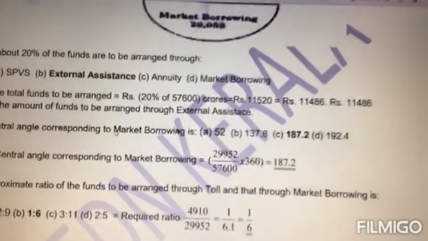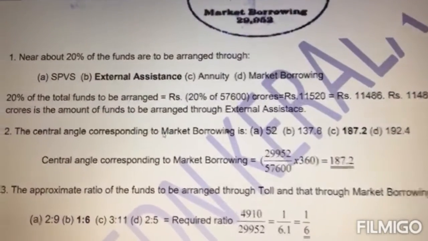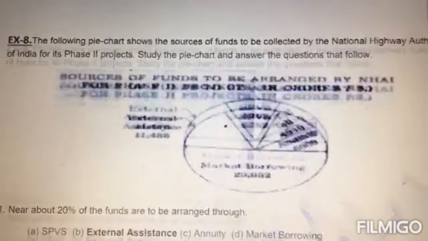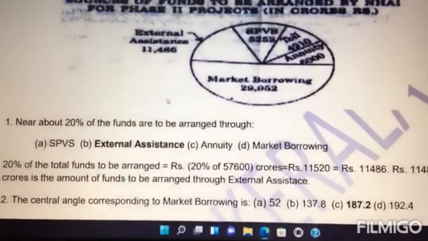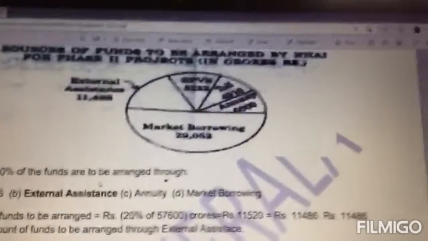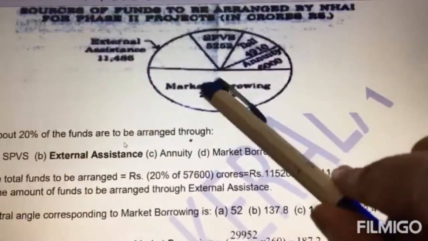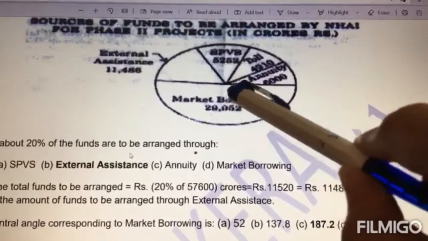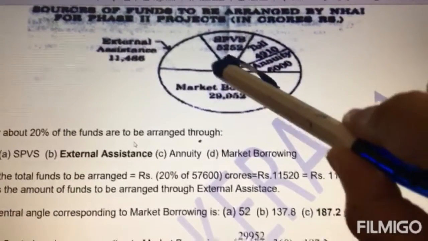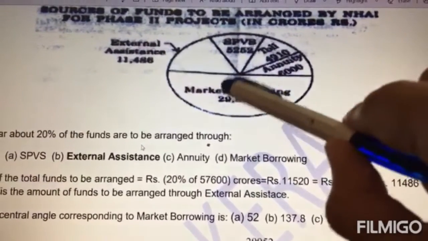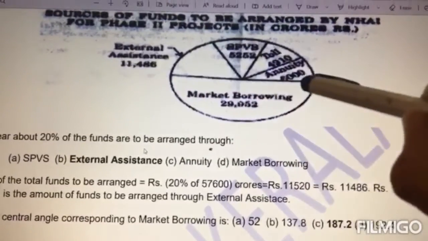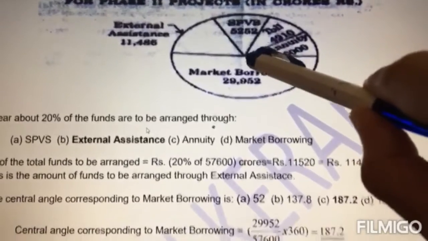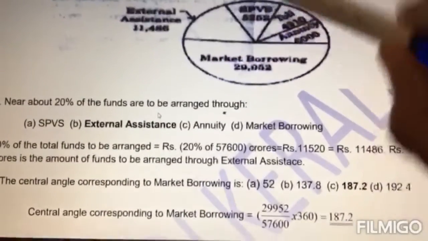So we're going to continue our lecture on data interpretation, and we finished question number 1 of exercise 8. So let's start number 2. The central angle corresponding to market borrowing is what? Now central angle means this, okay? What is the angle around the center of a circle? This whole thing, it is 360 degrees, okay? So market borrowing looks like it is 180 degrees. Why? Because it looks like a semicircle. So the angle for a semicircle is half of 360 degrees, which is 180 degrees approximately, okay?